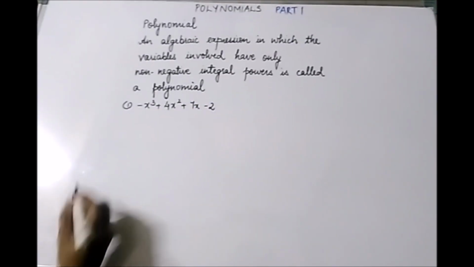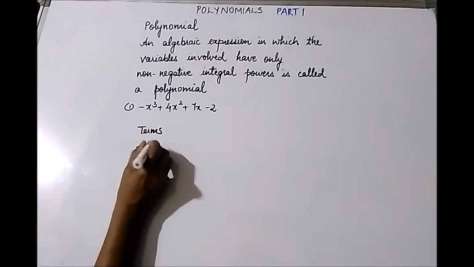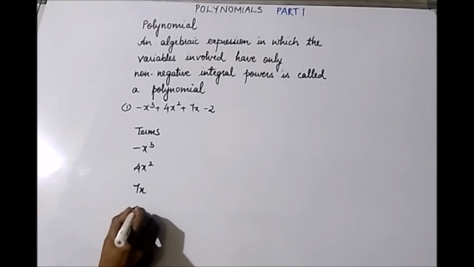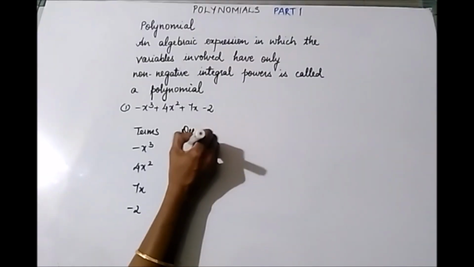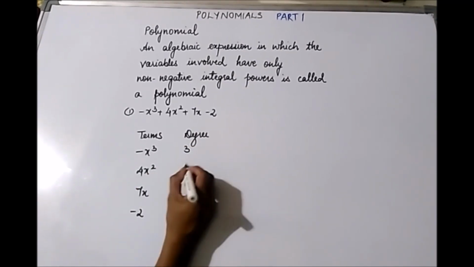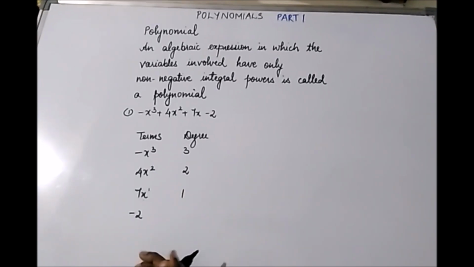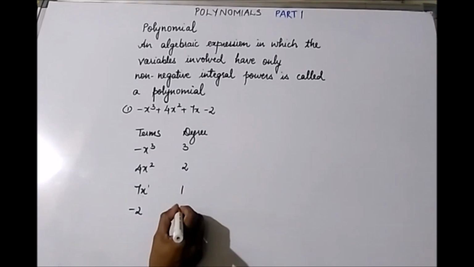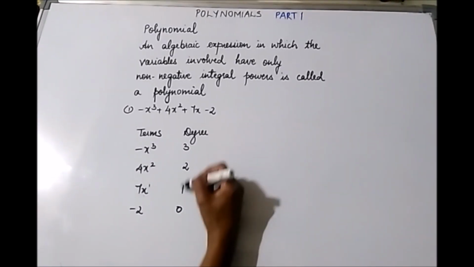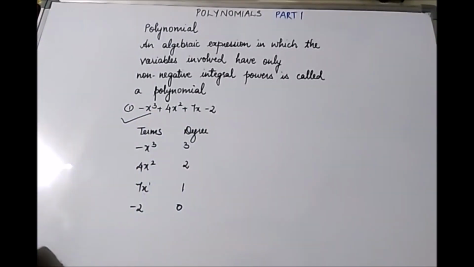Here the given algebraic expression has got 4 terms. The terms are minus x cube, 4x square, 7x and minus 2. Degree of the first term is 3. Degree of the next term is 2. Here the degree is 1. And as we already know, degree of a non-zero constant is 0. We can see all the degrees here are whole numbers, hence the given expression is a polynomial.